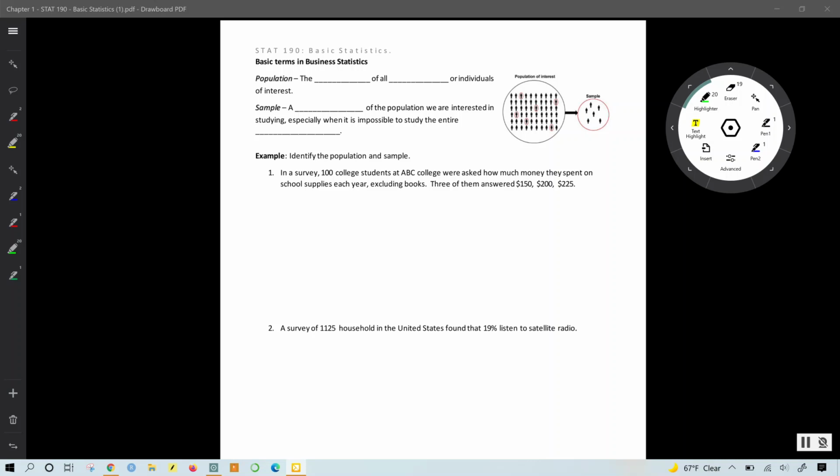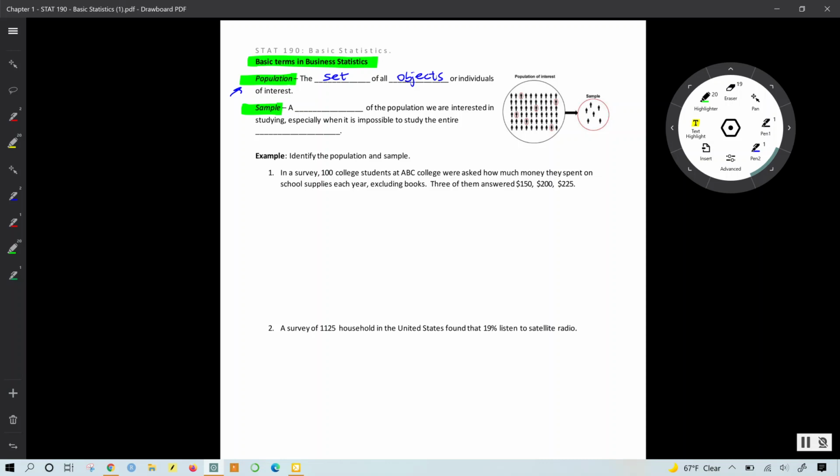At this point, we are now ready to learn about two basic terms in statistics, namely population and sample. What is population in statistics? It is the set of all objects or individuals of interest at any point in time.